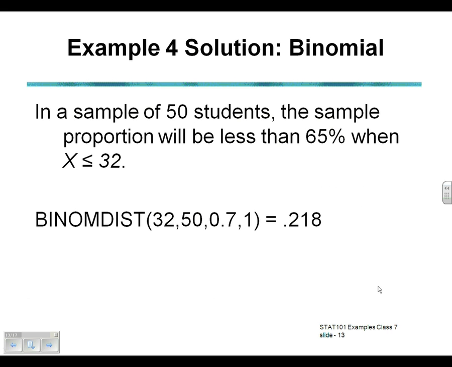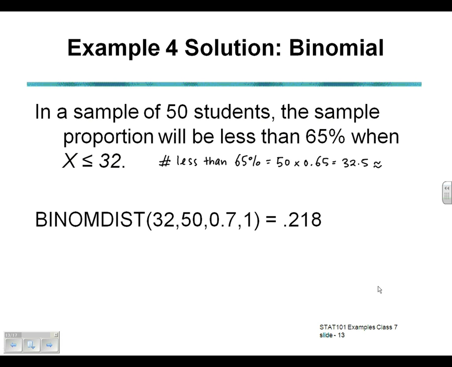So if we look at the binomial distribution, we know that in a sample of 50 students, the sample proportion will be less than 65% when x is less than or equal to 32. In fact, you'll note that 65% of 50 is 32.5, but because binomial is a discrete distribution, we can't have 32.5 people passing, so we have x less than or equal to 32.